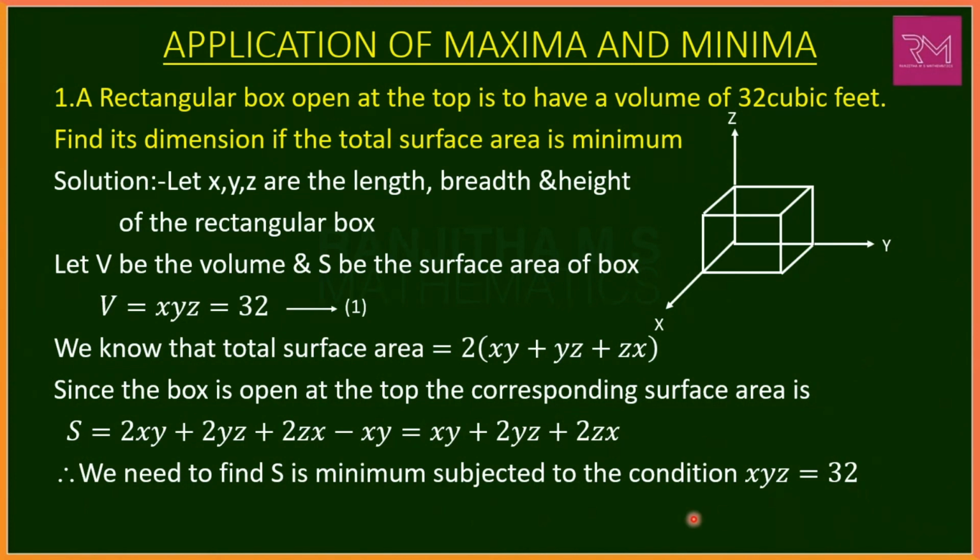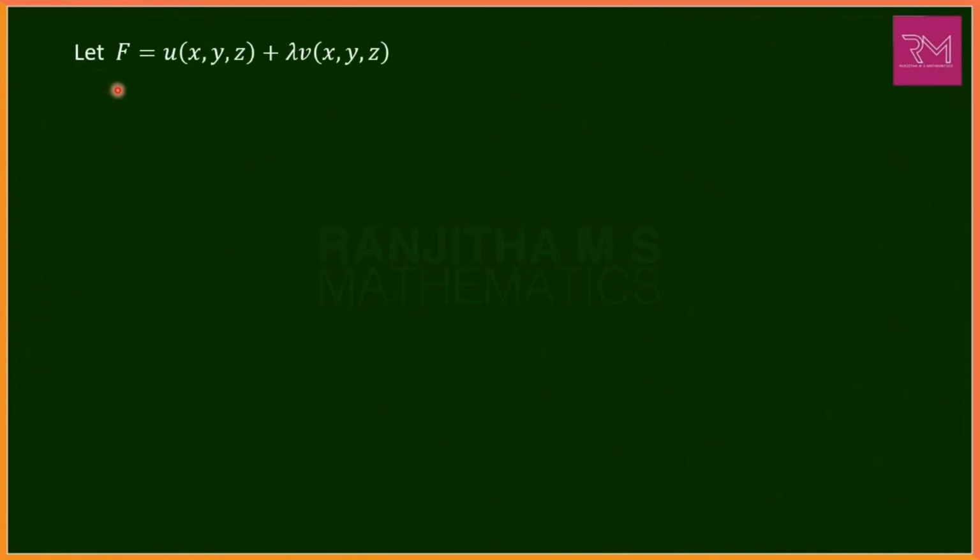In previous problems they mentioned u and some condition directly, but in this problem we have to find v, that is the volume, and again the surface area, and we need to find the surface area s minimum subject to the condition xyz equals 32. Now we can find the values using the previous method. What is the first step? We have to form the auxiliary equation, that is f, here we contain the 3 variables x, y, z, hence we get f equals u of xyz plus lambda into v of xyz.